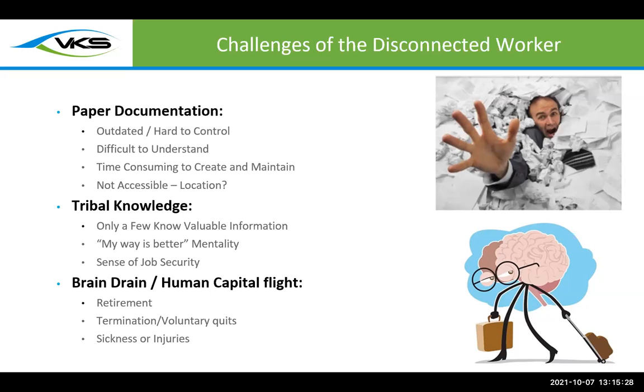So we're going to talk about this disconnected worker, and we're talking about some of the different risks here that we have. So we talk about paper documentation. We're going to talk about these key terms, the tribal knowledge and the brain drain / human capital flight. So these are different items right here.